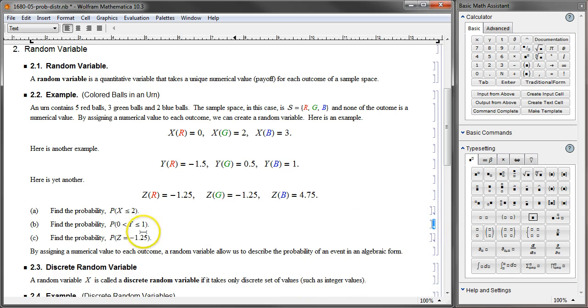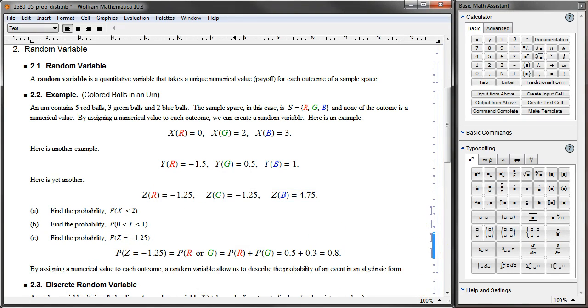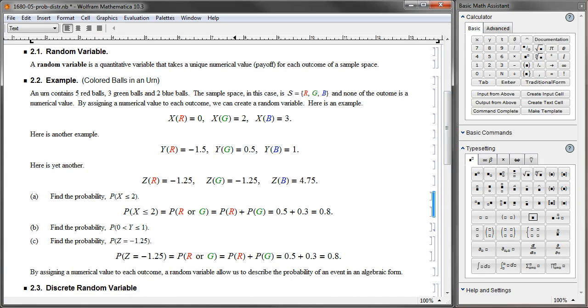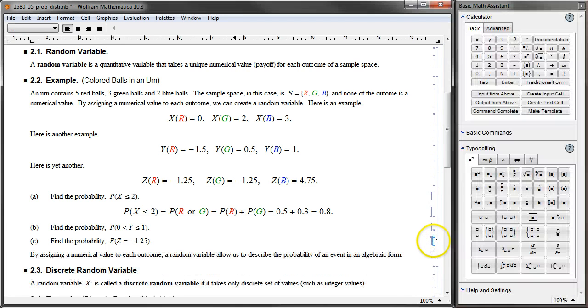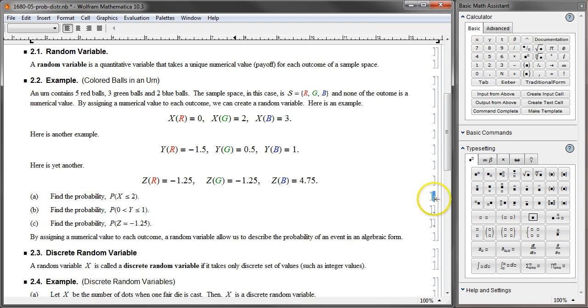How about the next problem here? The probability that the random variable Z takes a value negative 1.25. We are talking about these two cases, red or green. Add up, you get 0.8. Please compare that with problem A. You have the same probabilities because they're both red or green. Even though the algebraic expressions are different, of course, because we are dealing with different random variables, they're all related to each other because we are dealing with the same sample space.